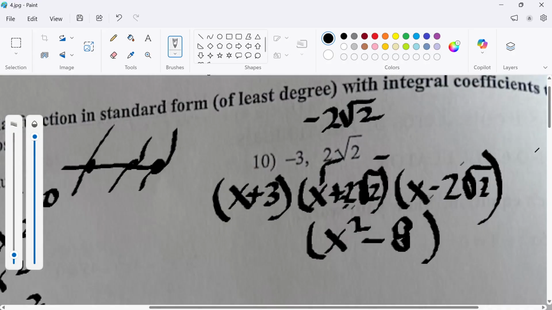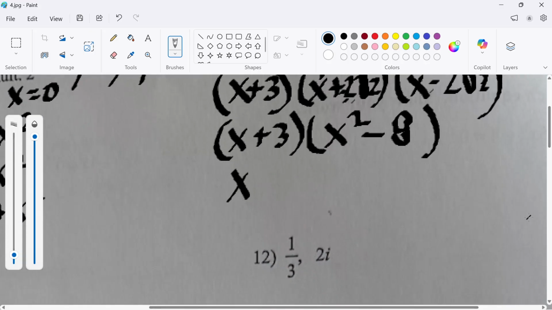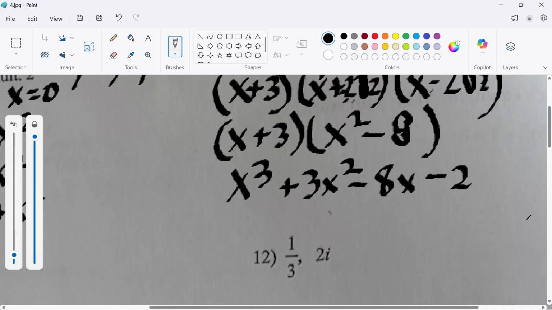And then I'm going to multiply that by x plus 3. And I get x cubed plus 3x squared minus 8x minus 24.